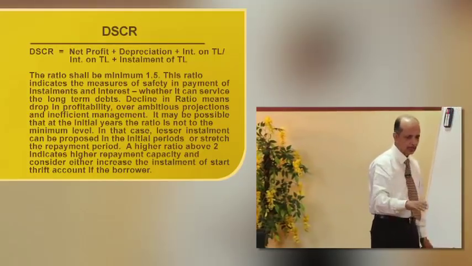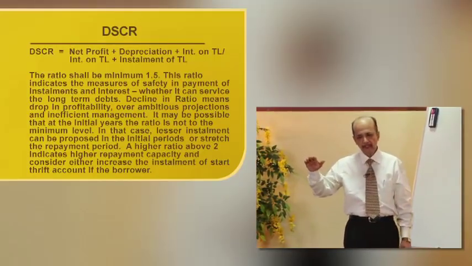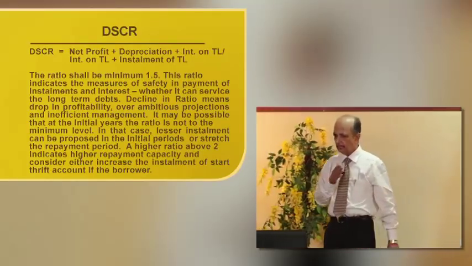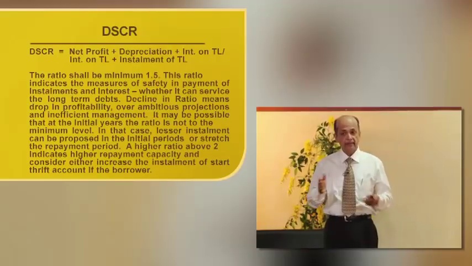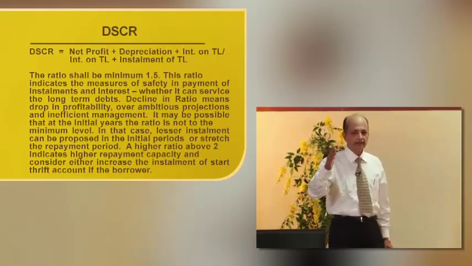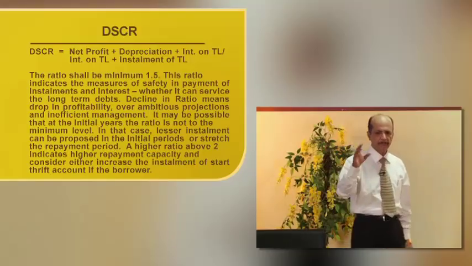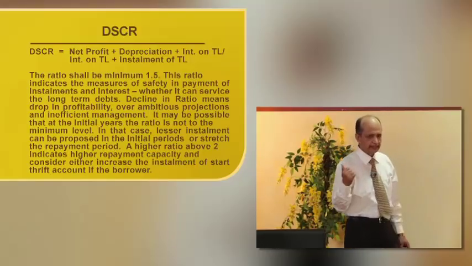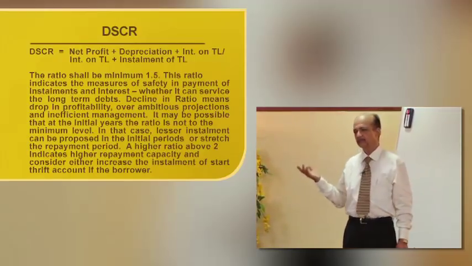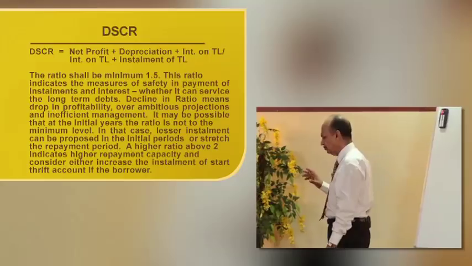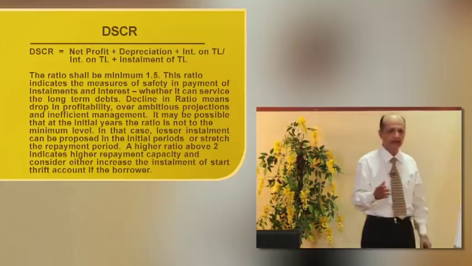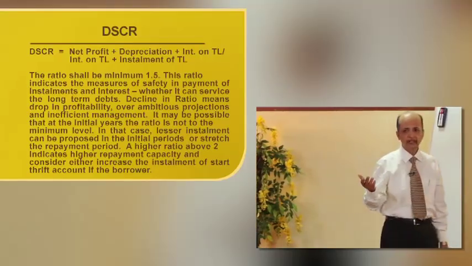If it goes down, that is, if the DSCR is lower than 1.5, the repayment period can be stretched, or in the initial period the amount of installment can be reduced. And in the second case, where the ratio is more than 2, the period of repayment can be reduced, or the amount of installment can be increased.